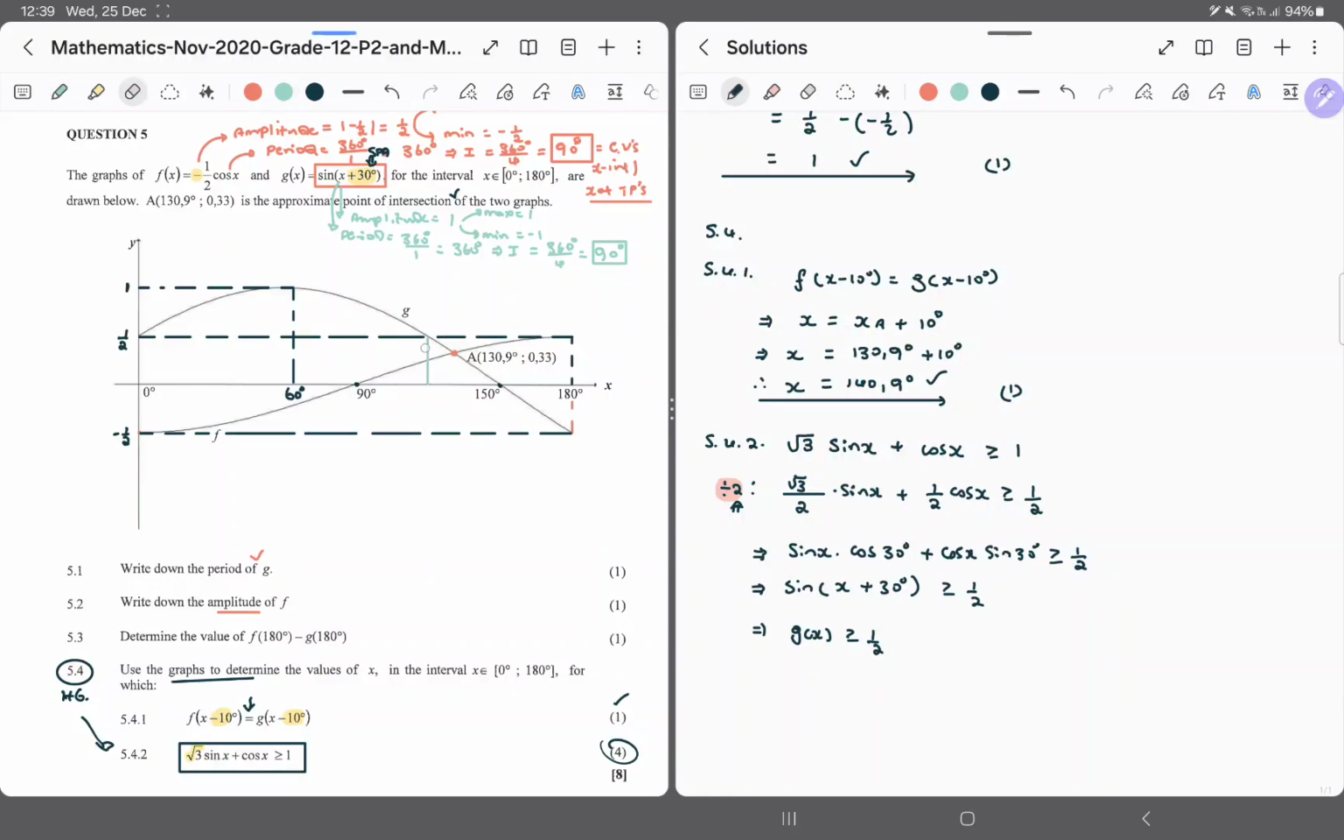But now what is that point? Well, it's not a big deal. This is very easy. If this is a half at 0, we know that at exactly a period of 90 degrees, because every point repeats itself.